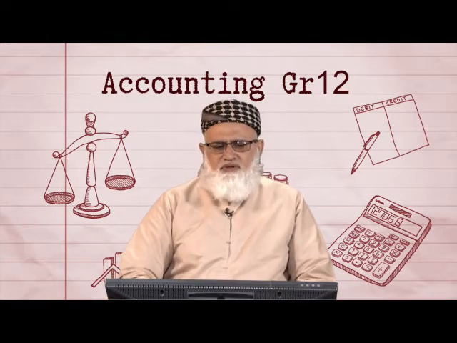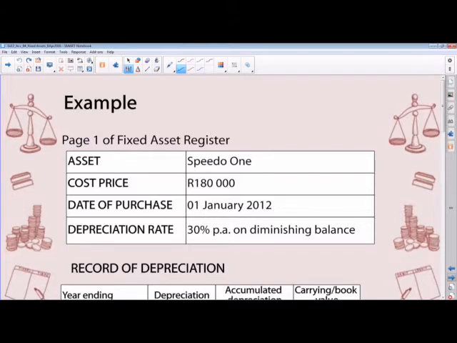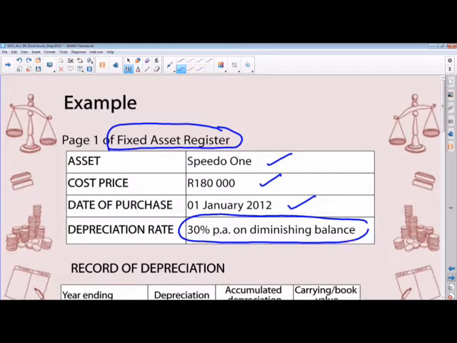Now, let's take an example. When we start off with what we call a fixed assets register, remember, it is important for you to understand what information goes into your fixed assets register. For example, you will have a description of the asset, right? You will have the original cost price of the asset, the date when the asset was purchased, and very important, the depreciation rate as well as the method of depreciation will be specified in your fixed assets register.